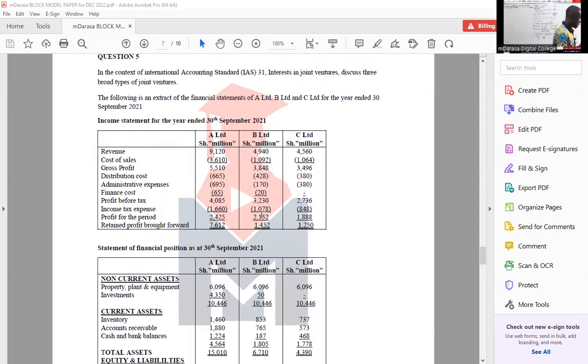Some entries will just be direct. So these are what you should be having here. I'm having, of course, our revenue. I'm just copy-pasting it the way it is directly. We're having our revenue, our cost of sales, our gross profit, our distribution cost, and, of course, our administrative expenses.